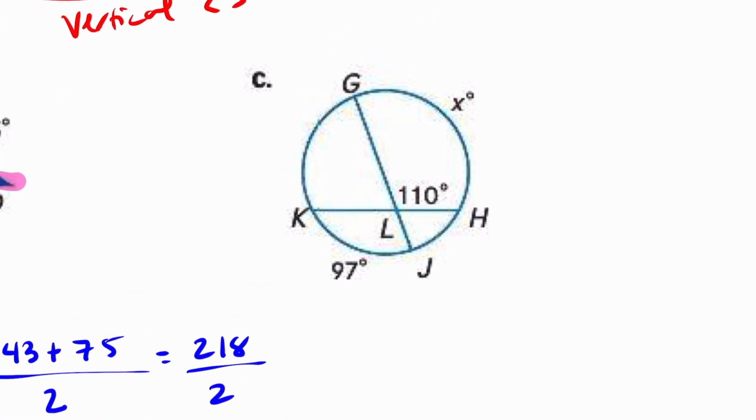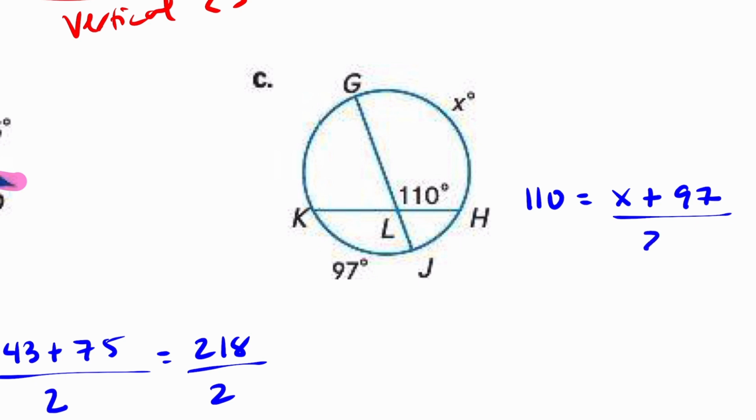Let's look at C together. Again, the angles are inside. We have a chord situation. Here's x, here's 97, and we actually know what this angle is. It's 110. So remember, the angle equals the arc plus another arc, those arcs must be adjacent to the angle that we're dealing with here, all over 2.